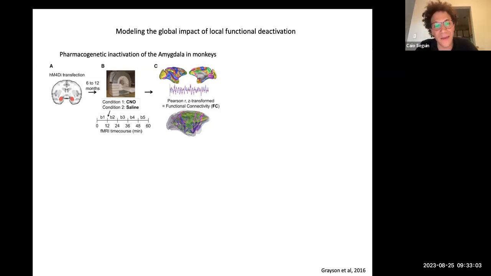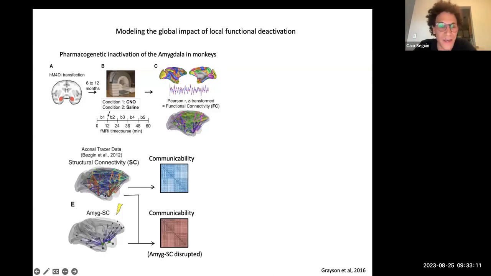So what they did is they mapped functional connectivity before administering this intervention and after administering this intervention. And they had a structural connectivity matrix for the macaque. They computed a communicability matrix. And what they did is they removed the amygdala from the structural connectivity matrix, and they recomputed the communicability matrix. Now it's a disrupted measure of communication, right? So you have the one before and after.